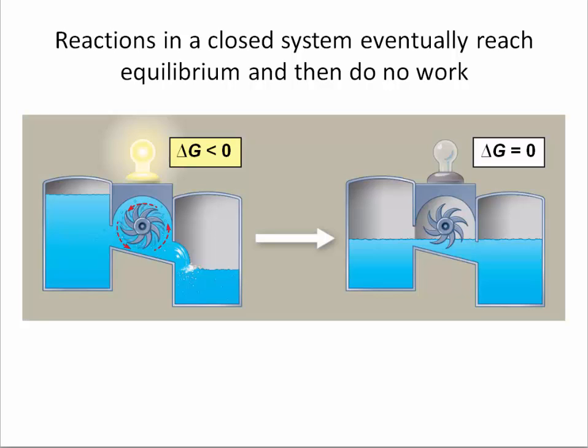So because equilibrium has been reached, there is no more work that can be done, and Gibbs free energy is therefore equal to 0, whereas before Gibbs free energy was negative, it was less than 0, and it could do work.